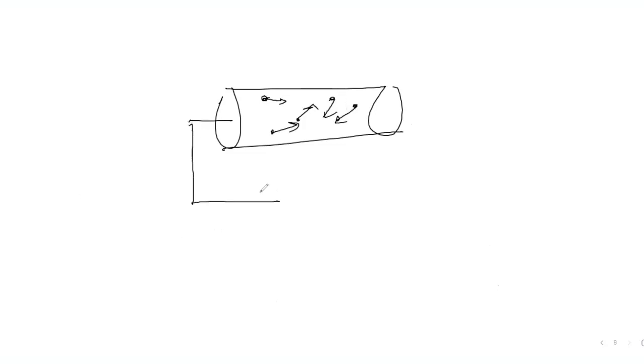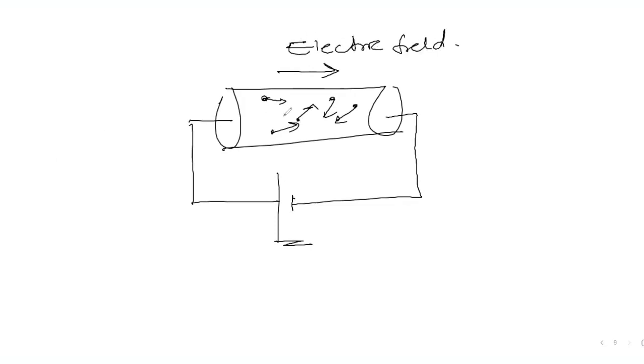When an electric field is applied, due to this battery we applied an electric field. This is the direction of the electric field. We know that these electrons are attracted by this positive terminal. So electrons will move in a direction opposite to the electric field.